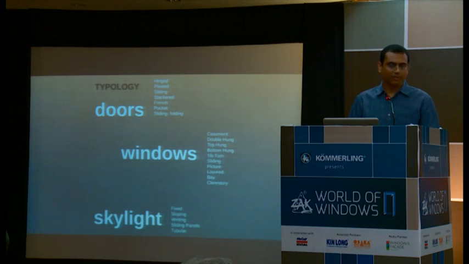The typology of fenestration can be doors, windows and skylights. In doors you have hinged, pivoted, sliding, staggered, French. In windows you have casement, top hung, bottom hung, tilt and turn, picture, louvered window, bay, clerestory. In skylights you have fixed, sloping, venting, and so on and so forth.